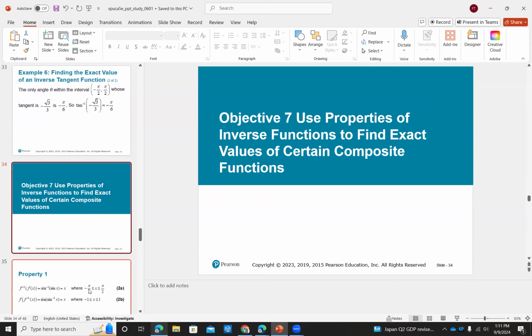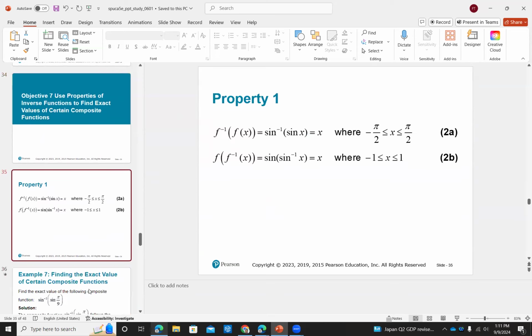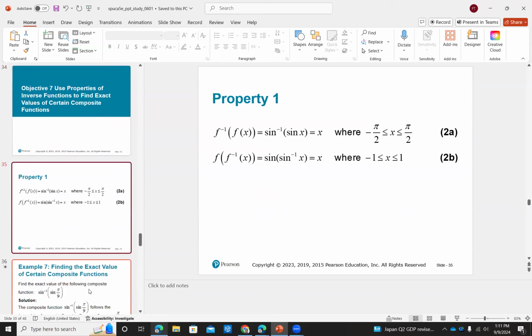Okay, now we're going to look at some properties of inverse functions. Inverse sine of sine x is just basically x. And if you take the inverse sine of x and then take the sine, you still get x.